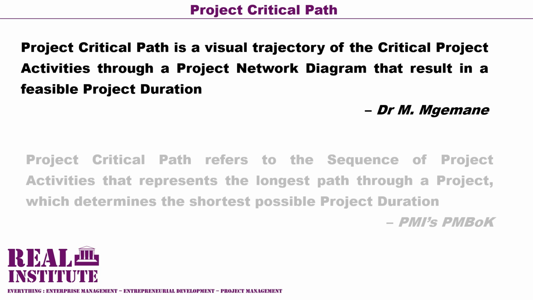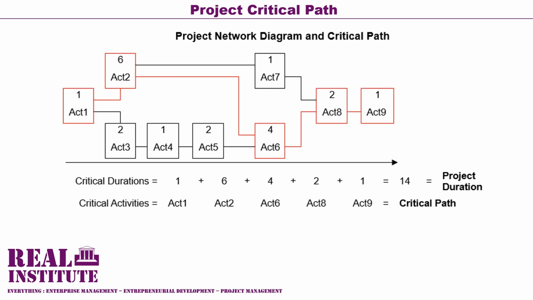Just as a recap, the project critical path is basically a visual trajectory of the critical project activities through a project network diagram that results in a feasible project duration. Remember, we said that the critical project activities are those that should be treated as critical in terms of their durations. Their durations cannot be delayed without compromising the feasible project duration, or without causing an impairment to the ideal or optimum project time.